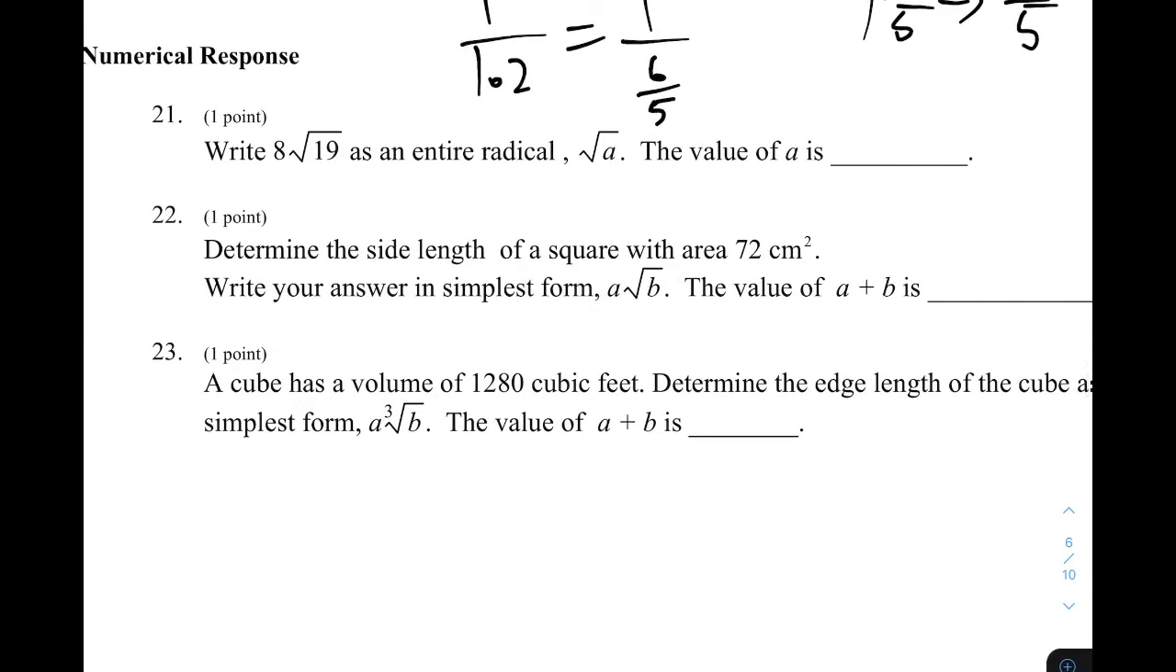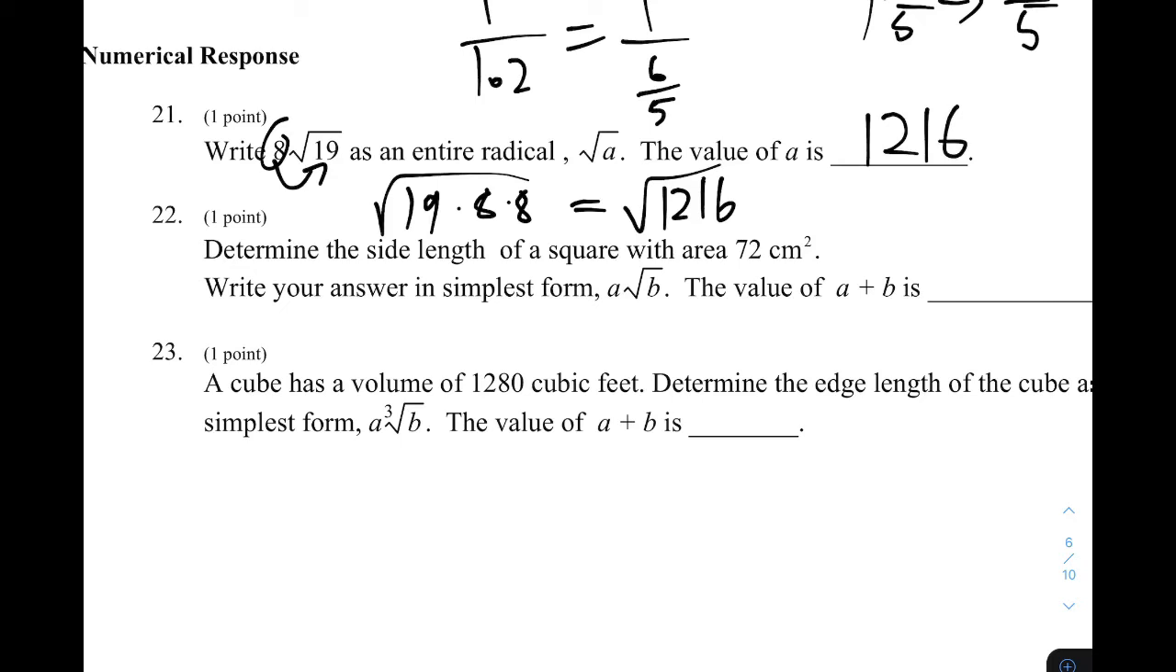Number 21, write 8 root 19 as an entire radical. This 8 needs to get underneath there, and to do that, we need to write 2 of them. So this is root 19 times 8 times 8. And 19 times 8 times 8 is 64 times 19, which is 1,216.